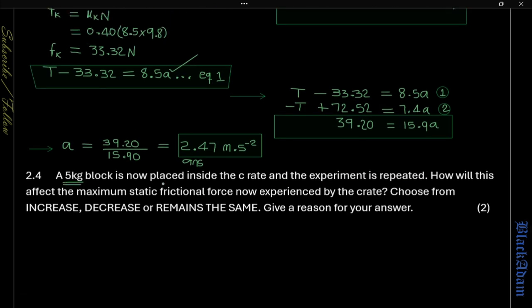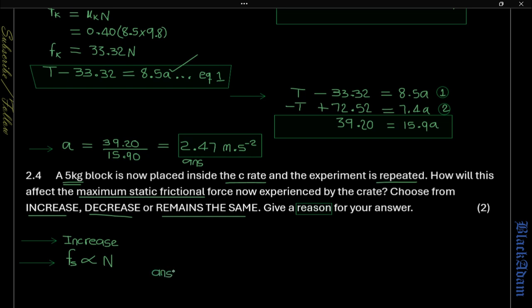The next question, the last one, says if you add 5 kg, what will the static frictional force be? Is it increasing, decreasing, or staying the same? It's going to increase. And why does it increase? Because static frictional force is directly proportional to normal force. So increase the normal force, you increase the static friction. And normal force increases with weight as well. So more weight, greater normal force.